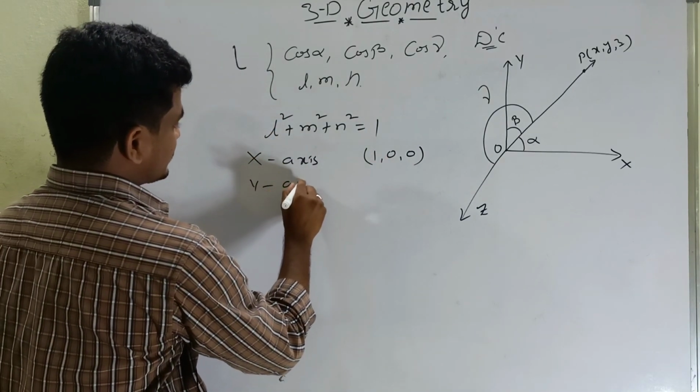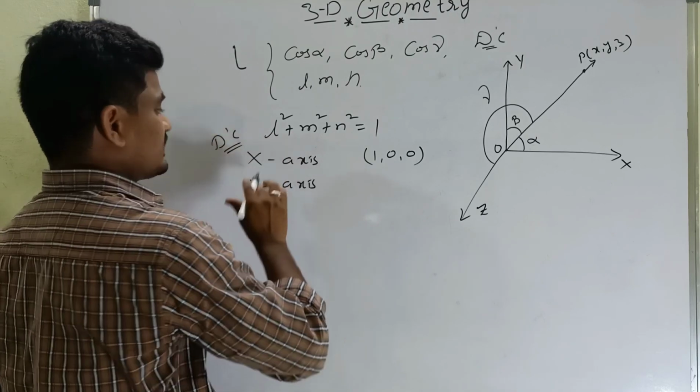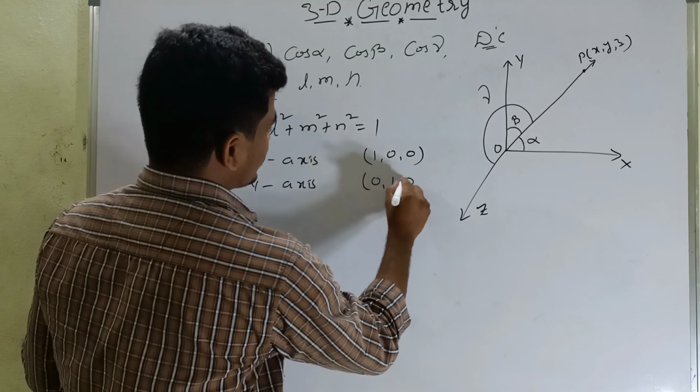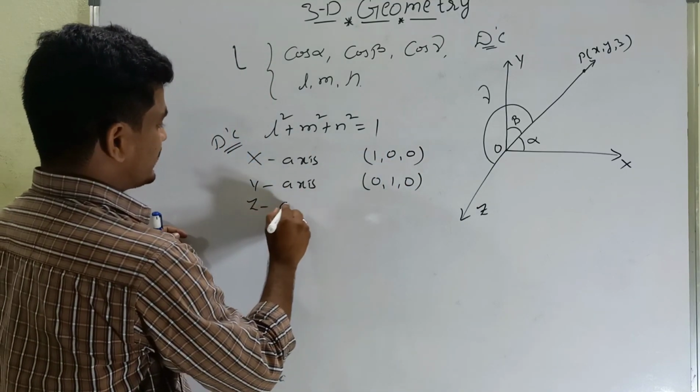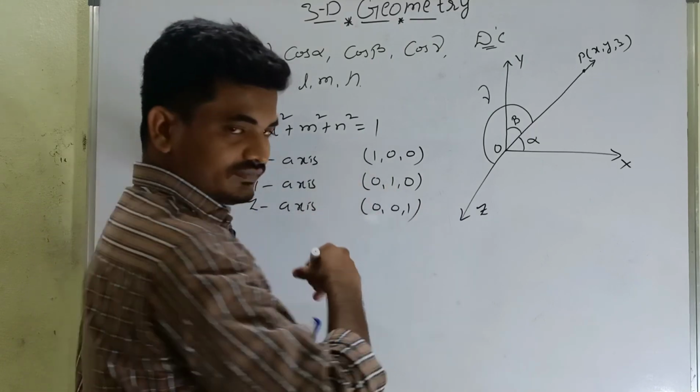On the y-axis, the direction cosines are 0, 1, 0. And on the z-axis, 0, 0, 1.